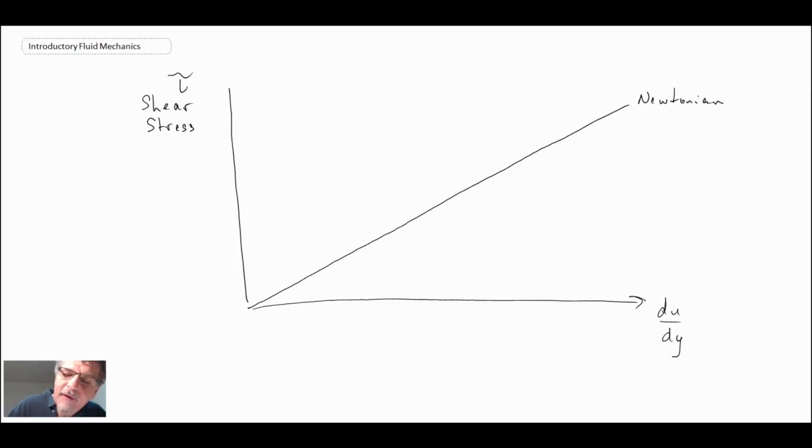Now we can have other types of fluid behaviors. One type is referred to as a pseudoplastic fluid, and with that one, the higher the shear rate, the more the shear stress starts to be reduced. It would have a characteristic that would look kind of like that. And that is what we call a pseudoplastic.